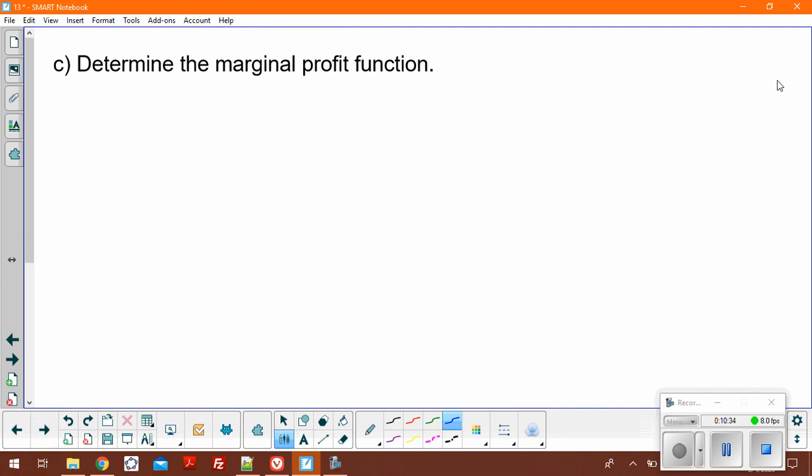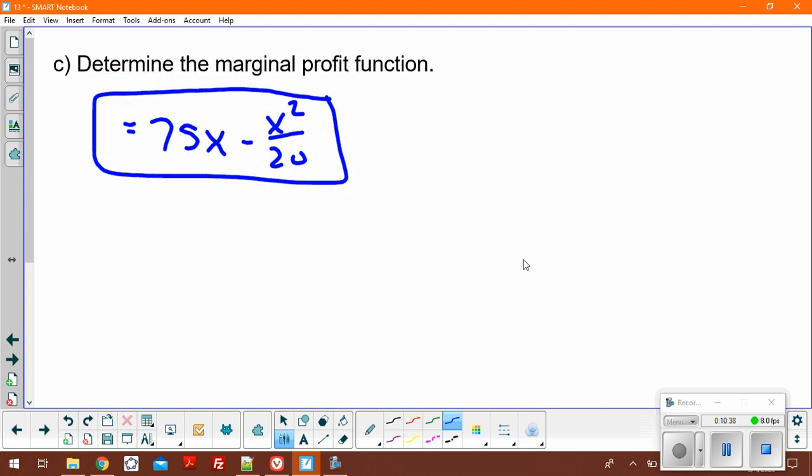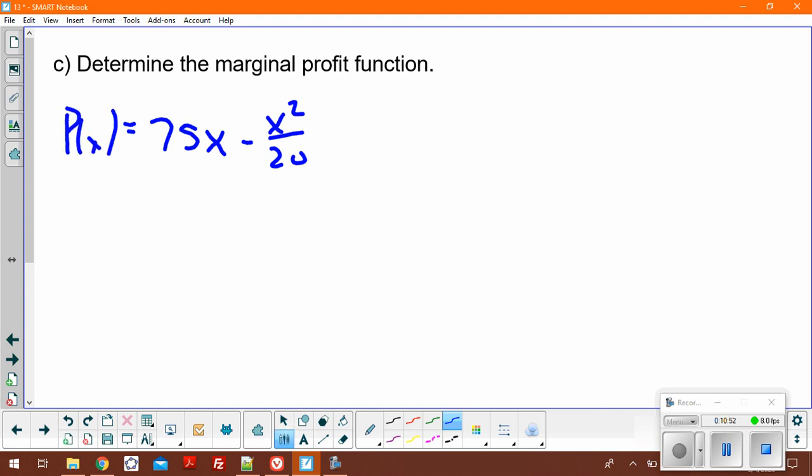Okay, determine the marginal profit function. Well, there's our profit function that we just had. So the marginal profit is basically just the derivative there. So now I need to figure out what is p prime x. Okay, and we have lots of experience with this now. So derivative of 75x is just 75.